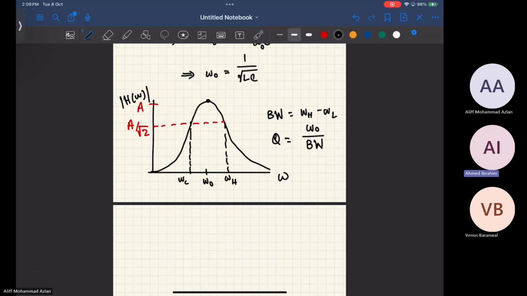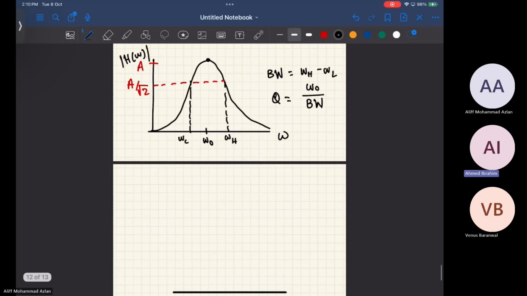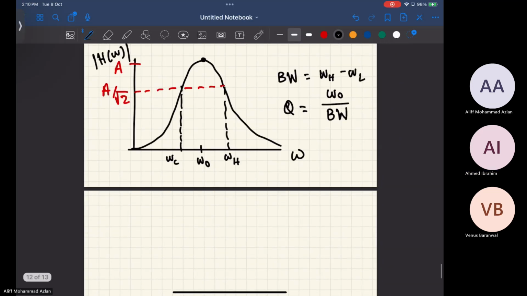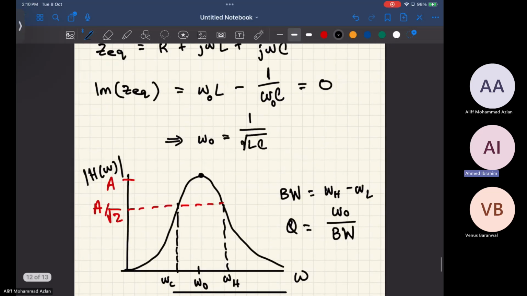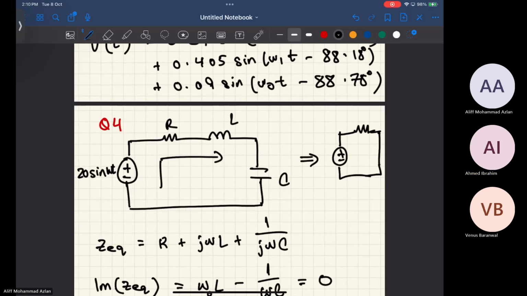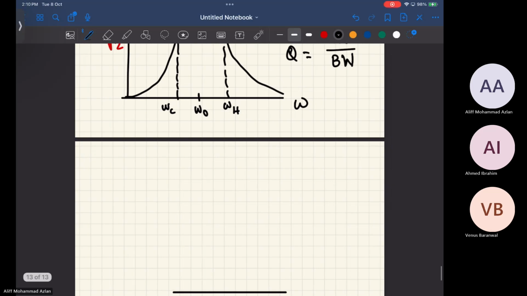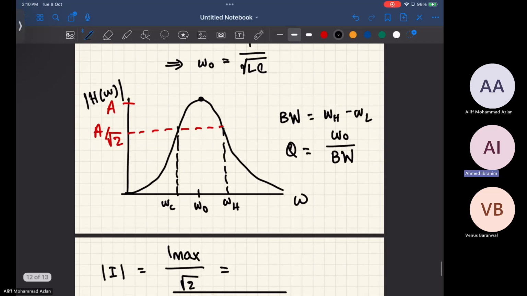So to calculate the half power frequencies, for a series circuit, that occurs when the current here is 1 on root 2 of the maximum current. So we want the magnitude of I to be I max on root 2. The maximum current that occurs at resonance.